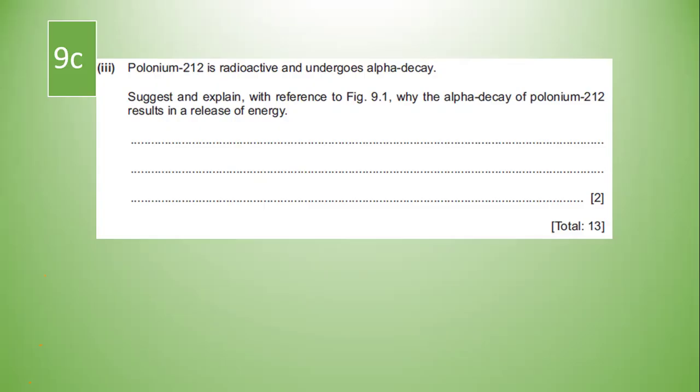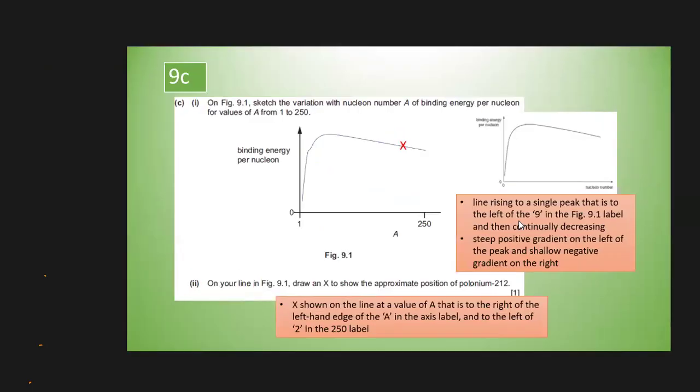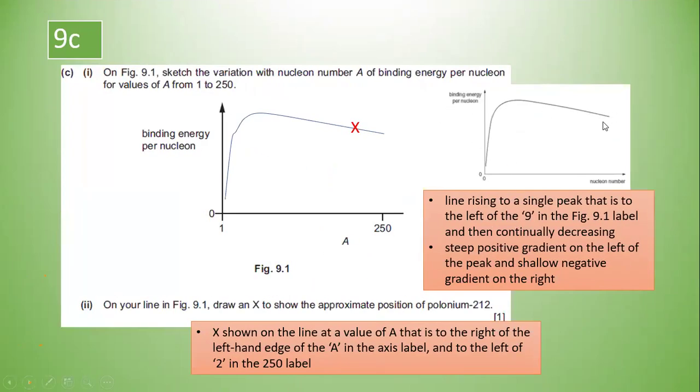Nucleus formed as a result of decay has a lower nucleon number. The reaction results in increase of binding energy per nucleon. Basically, your polonium-212 is here, then the decay product will be here. So the binding energy per nucleon of the product is higher, so there is an increase in energy.